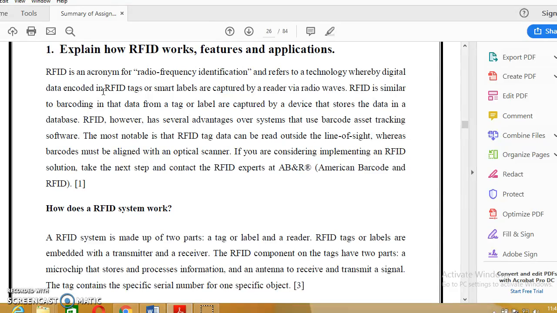First of all, what do you mean by RFID? RFID means radio frequency identification and refers to a technology whereby digital data encoded in RFID tags or smart labels are captured by a reader via radio waves. RFID is similar to barcoding in that data from a tag or label are captured by a device that stores the data in a database. RFID, however, has several advantages over systems that use barcode asset tracking software.